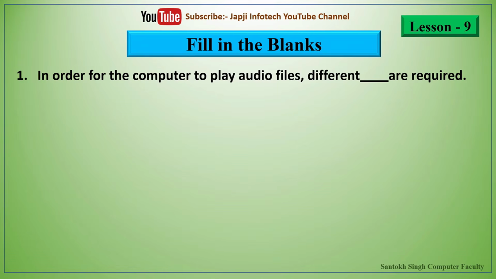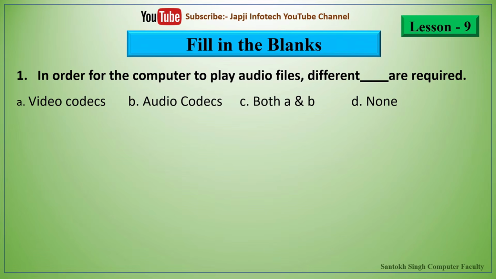So we will now learn about fill in the blanks in lesson number 9. The first fill in the blank is: in order for the computer to play audio files, different dash are required. The options are video codec, audio codec, both A and B, or none. And the right answer is: in order for the computer to play audio files, different audio codecs are required.